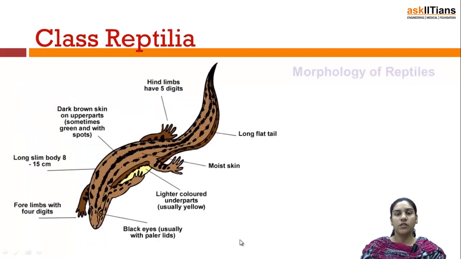This diagram shows the morphology of the reptilian body, in which there is a long slim body, 8 to 15 centimeter long. The forelimbs have 4 digits and hind limbs have 5 digits. Dark brown skin is present on the upper parts, and sometimes green spots are also present, and the underparts are light colored, usually yellow. There is a long flat tail at the posterior end, and there are black eyes, usually with paler lids.